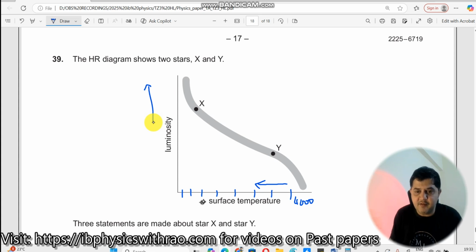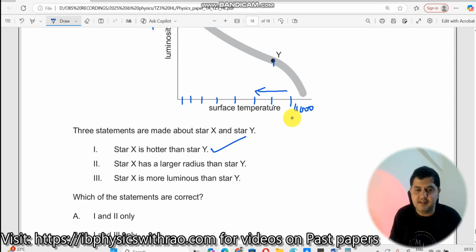So now, what is this rule here? It says star X is hotter than star Y. So definitely this temperature is lower, this temperature is higher. Thus you can say this is correct. Star X has a larger radius than star Y.